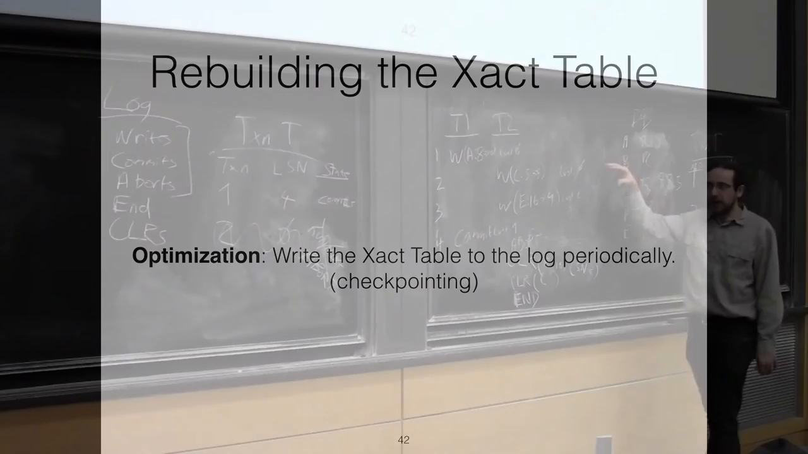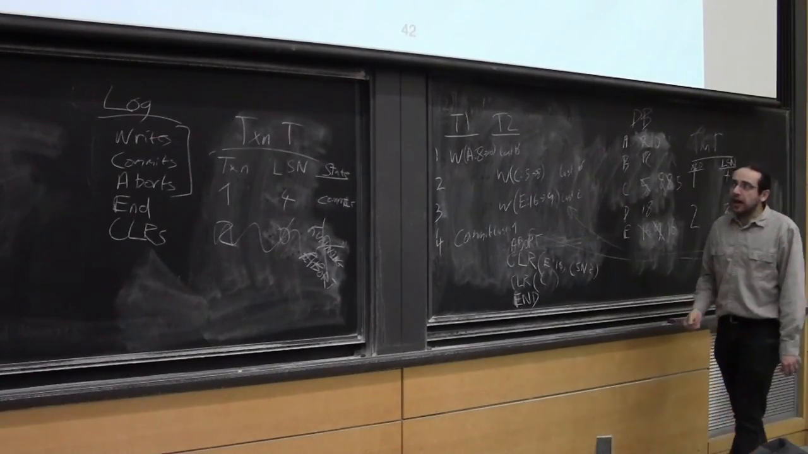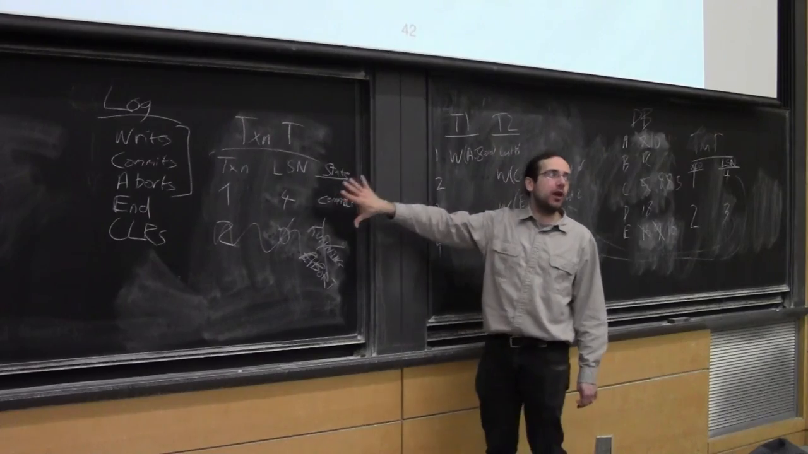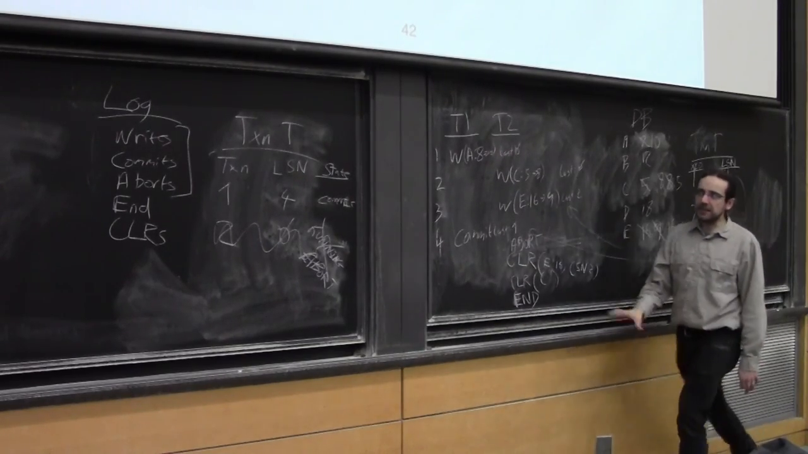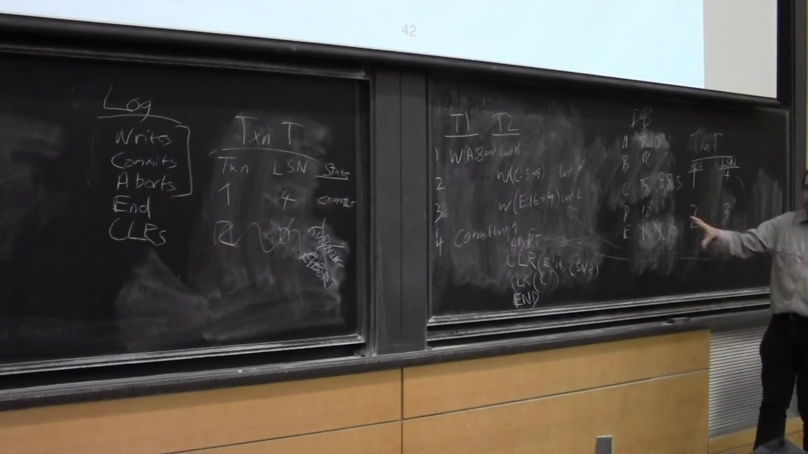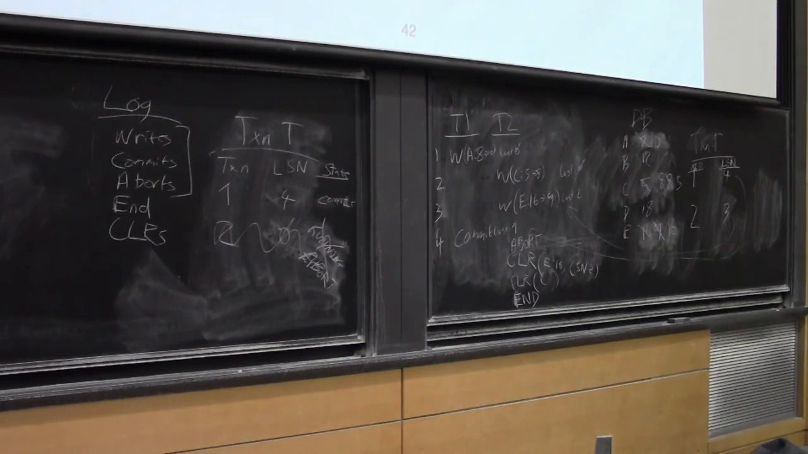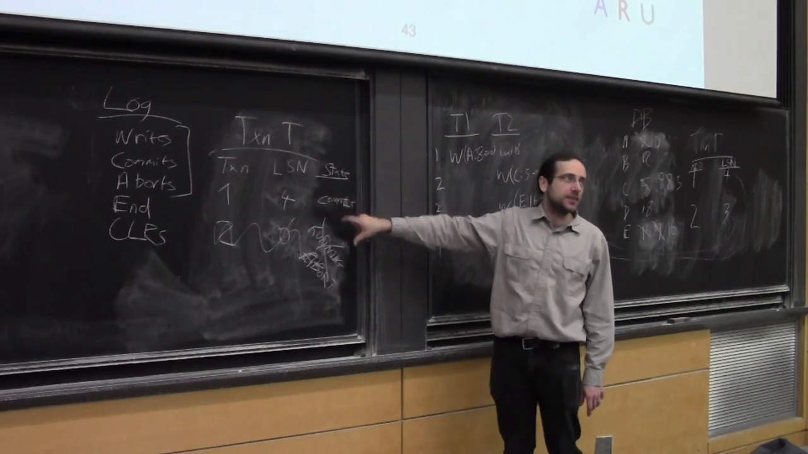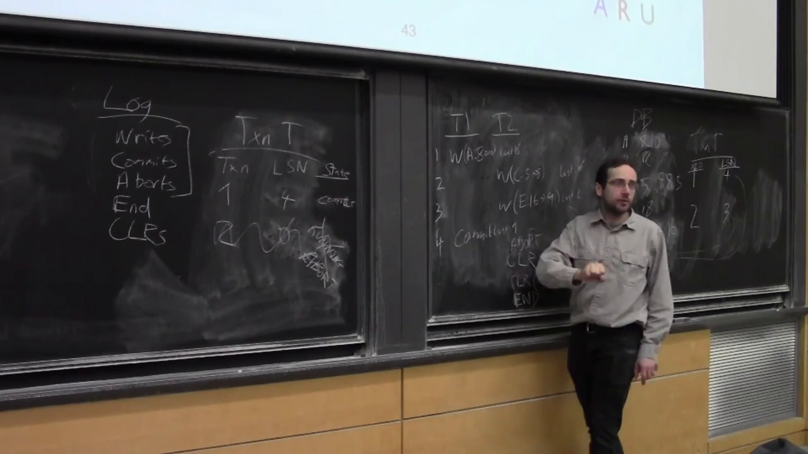So in order to make sure that the size of the log is bounded, what we can do is periodically record the transaction table on disk. Just take the entire transaction table, compute a snapshot of it, and write that snapshot to disk. This is known as checkpointing the transaction table, and it basically allows us to start earlier in the log. What do I mean by start earlier in the log? Well, the analysis phase only needs to reconstruct the transaction table. So the analysis phase can start from wherever the last checkpoint was.